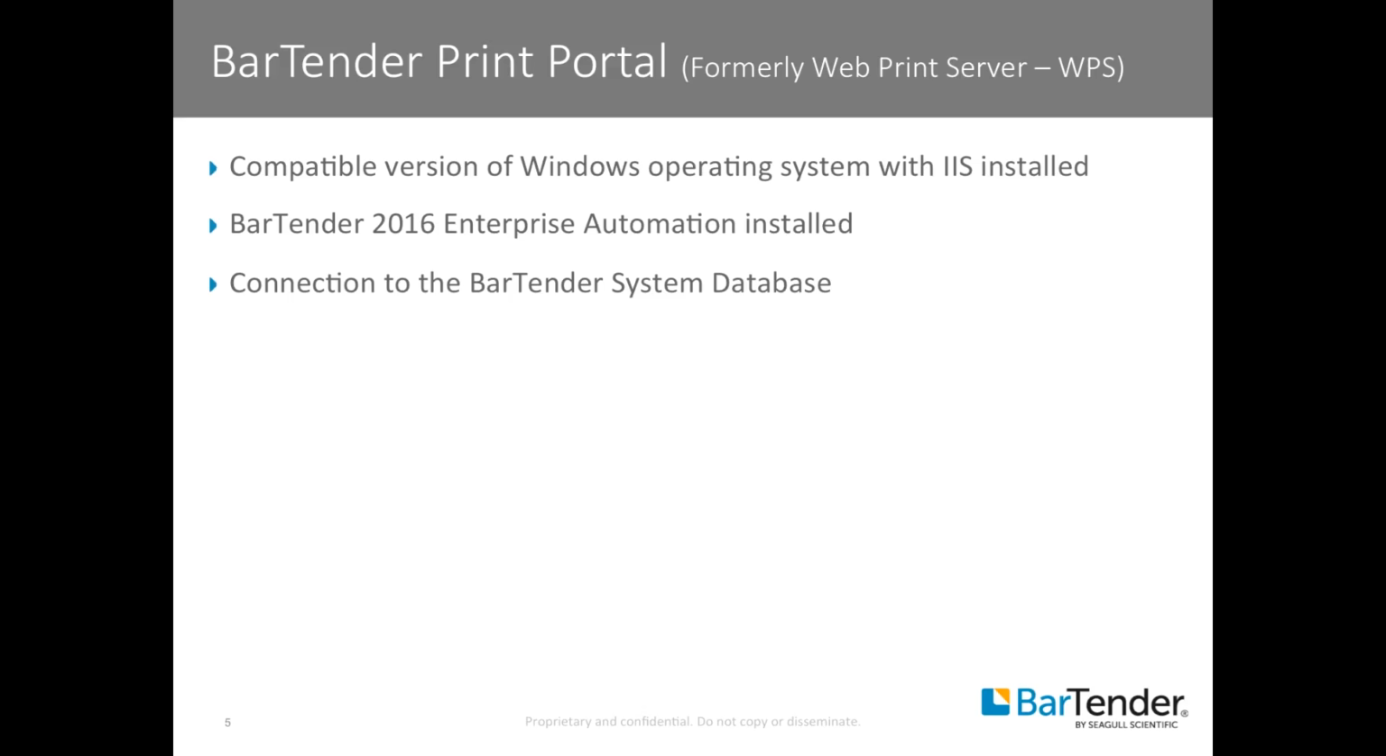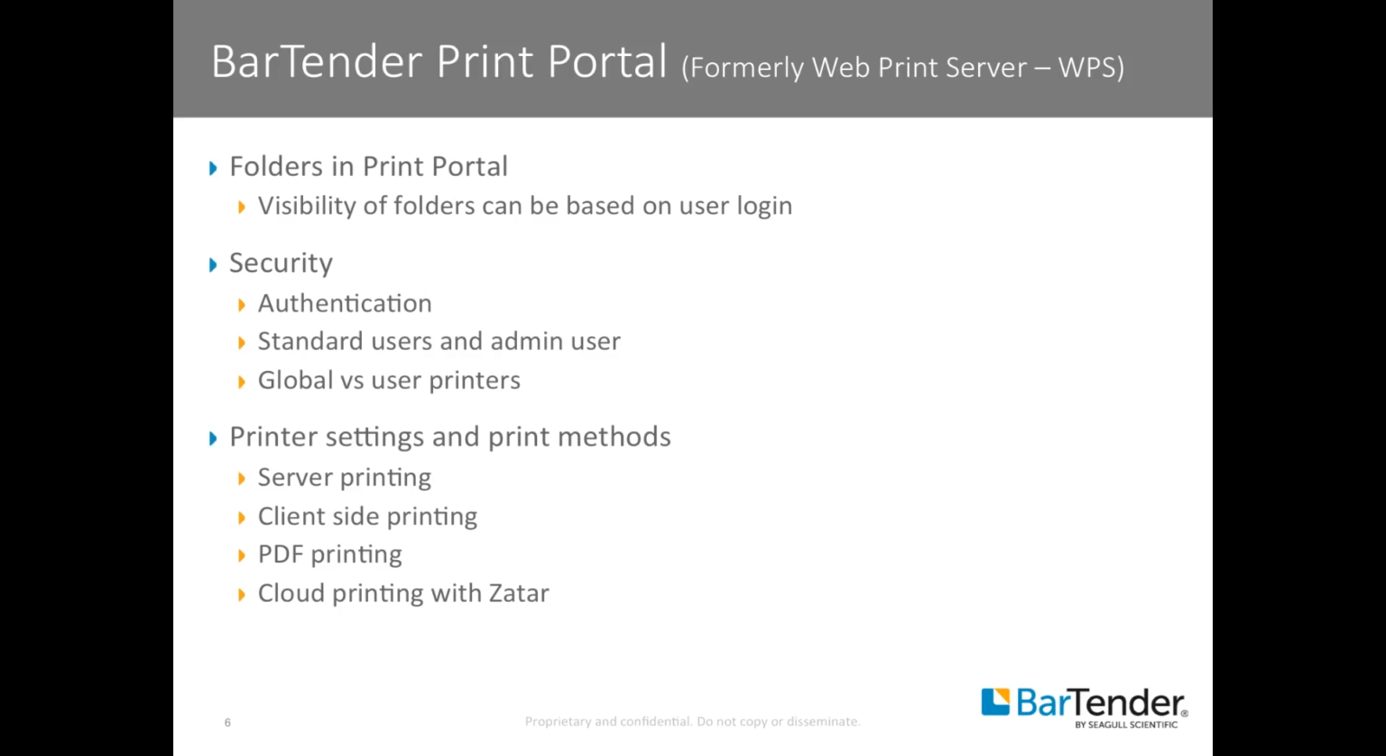And from there, after you install it and you make sure that you've selected Print Portal as part of the install process, the first thing you're going to want to do is get a connection to your BarTender system database. If you don't have a SQL Server, what that means is that you'll want to install an instance of the SQL Server Express that comes with BarTender, and make sure that you configure that connection. Print Portal actually stores some configuration settings in the system database, and that's why that connection is required for Print Portal to function.